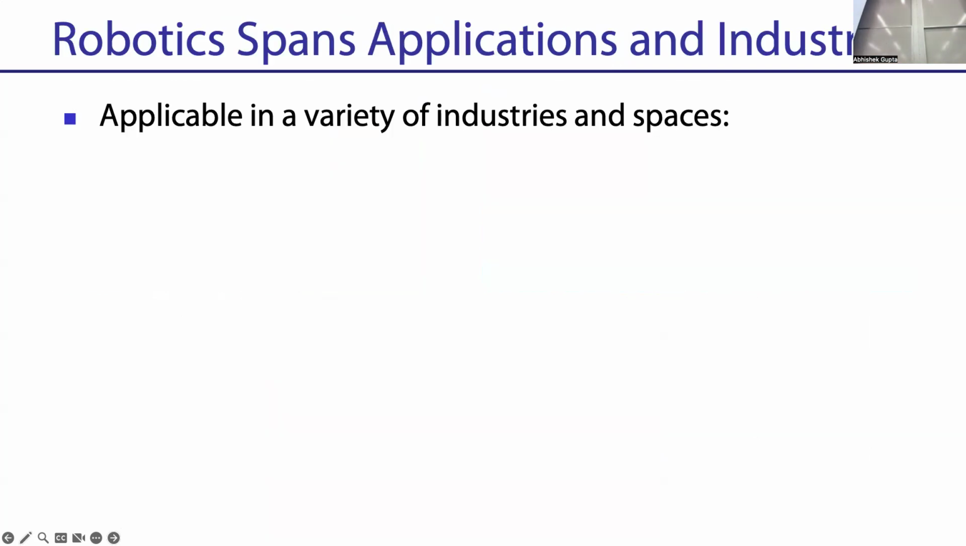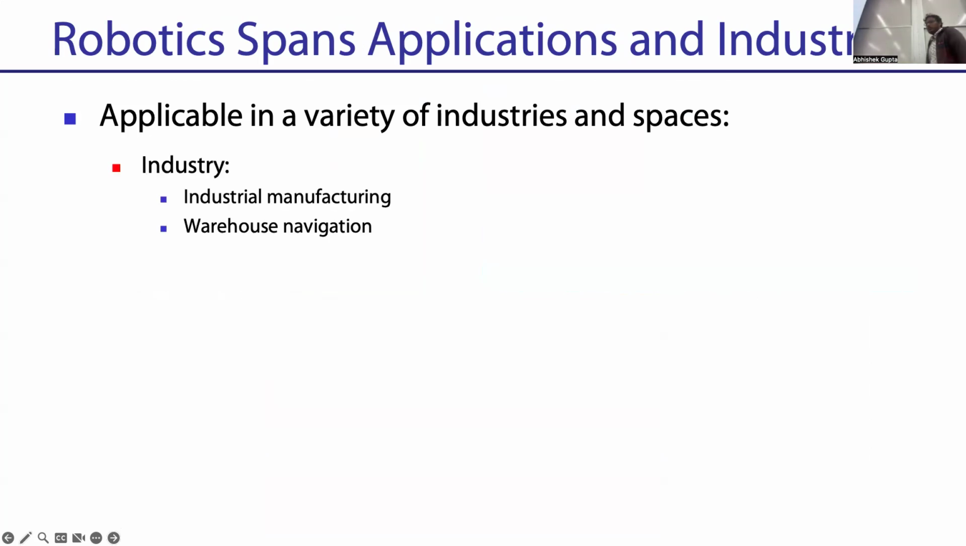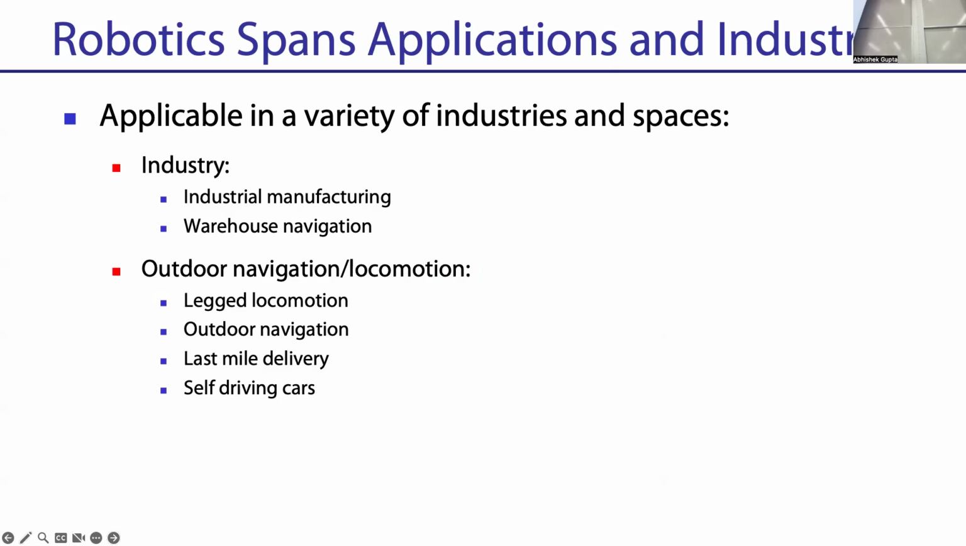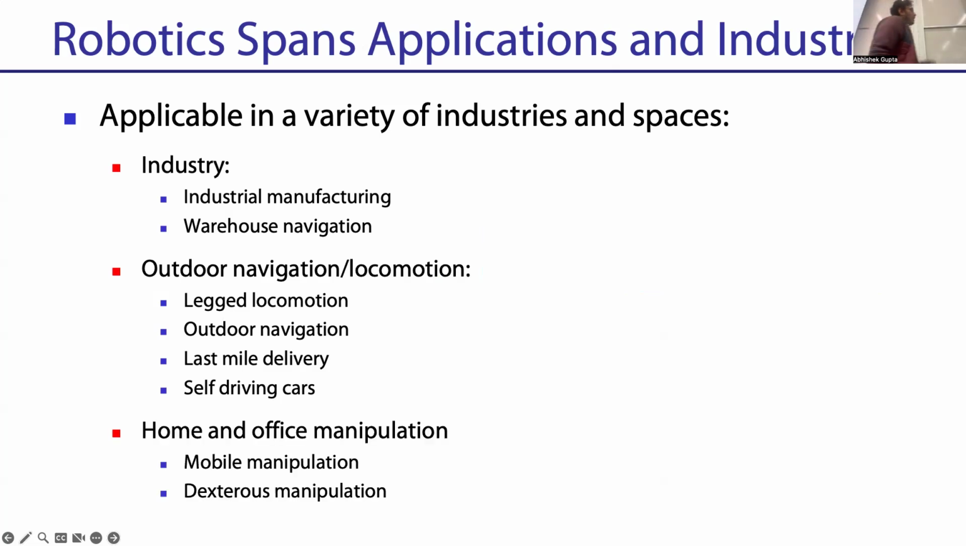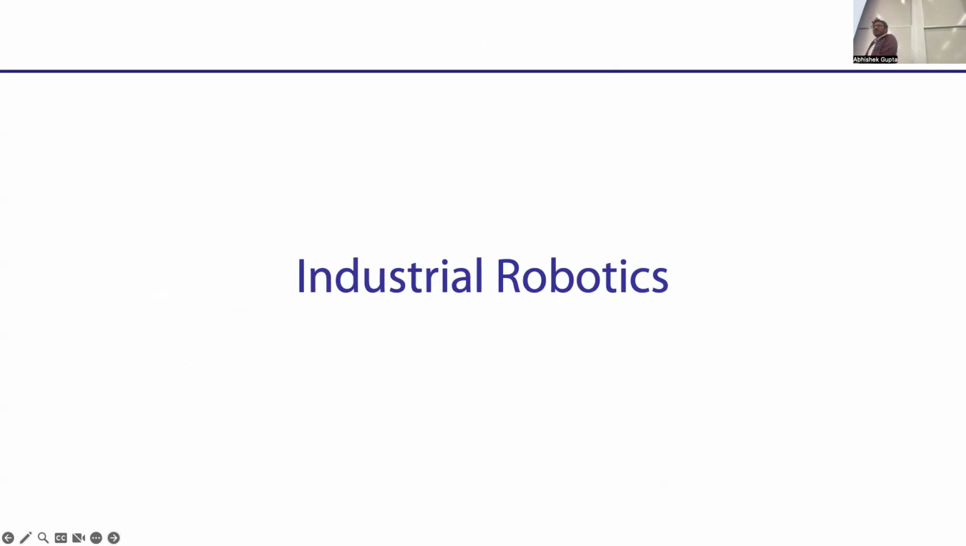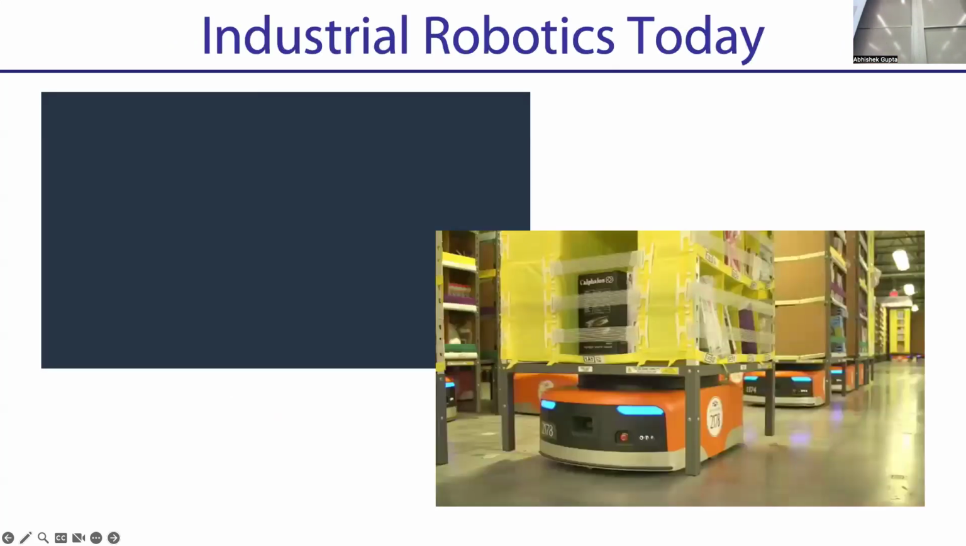So that's all right. But to kind of give you the gamut of where these robots are applicable, they're applicable in industry, they're applicable in outdoor navigation, things like inspection, disaster relief, search and rescue, delivery, and also in home and office manipulation. So we'll kind of rush through this real quick, but I think it's fun to look at what the applications are.